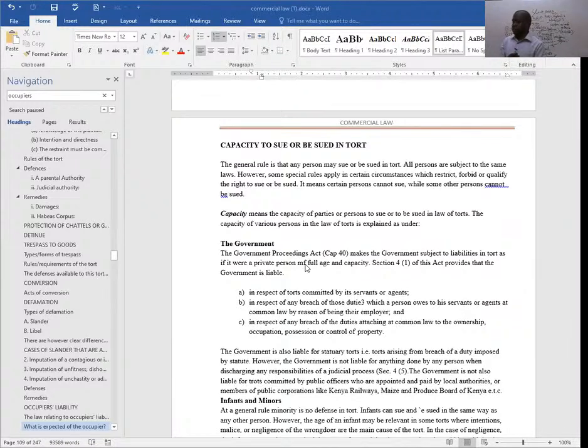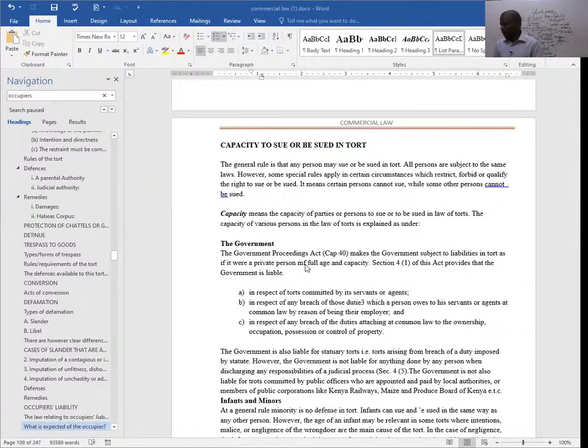So if the government, without following the proper procedures, takes over the property or land of a person, they cannot be accused of what you are calling trespass, and they can actually be penalized heavily in case they are taken to a court of law.